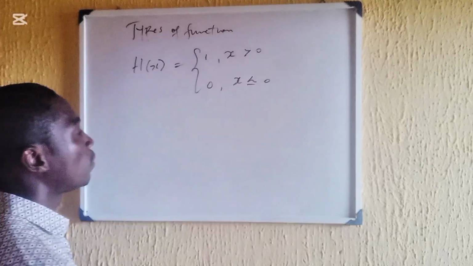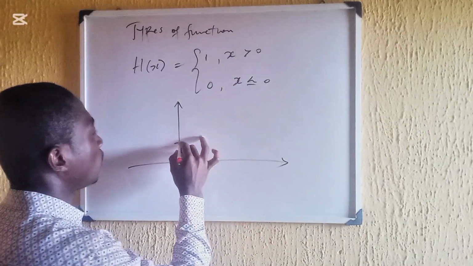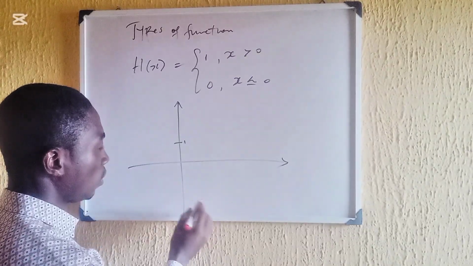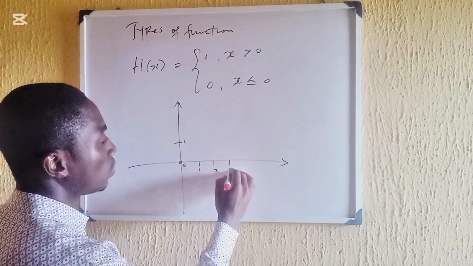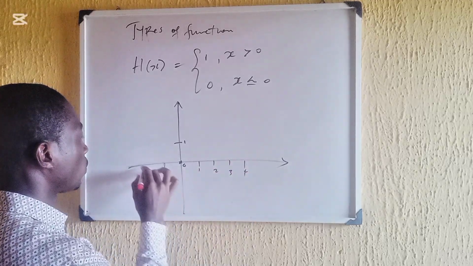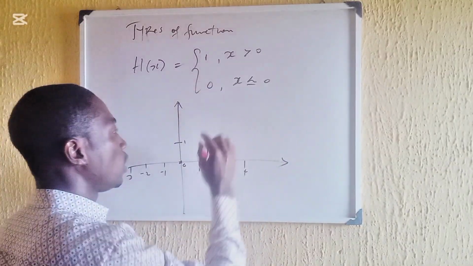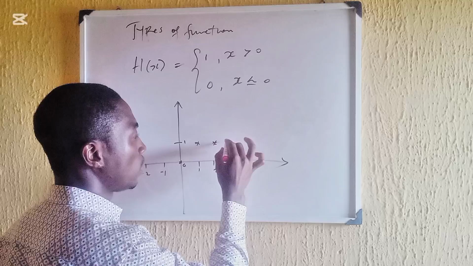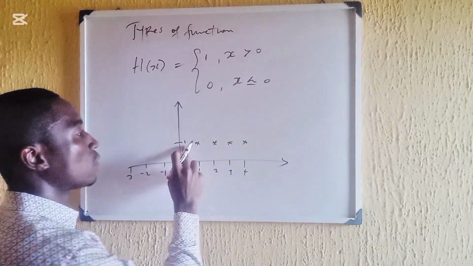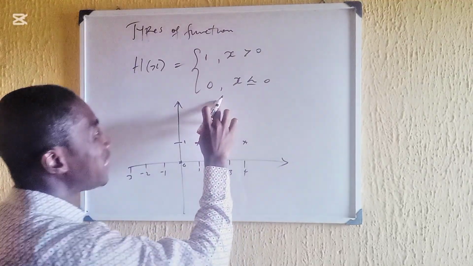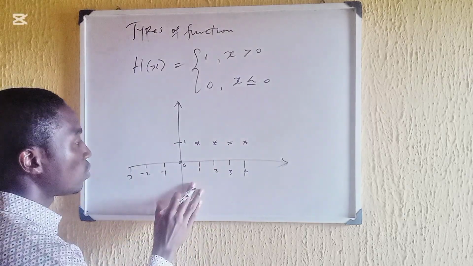So what do we have? If we want to plot it on a graph, we'll have 1 here, then here is our 0, 1, 2, 3, 4. When x is greater than 0, that means for this point, the Heaviside function is equal to 1. Then when x is less than or equal to 0, the Heaviside function is equal to 0.